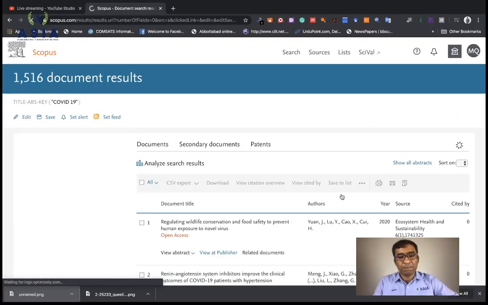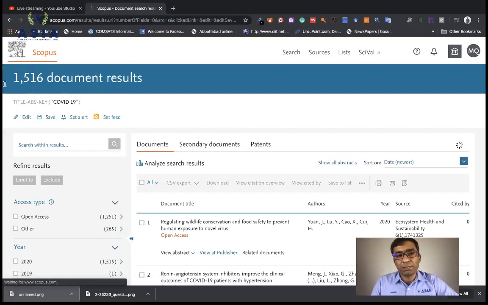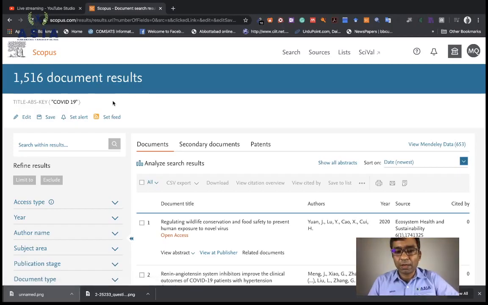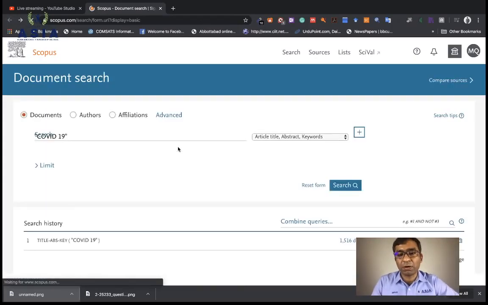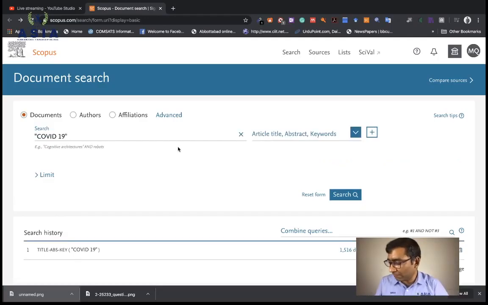If you see, I have 1516 studies on COVID. So all of you, can you practice your first keyword and write how many research articles or how many records you find on the Scopus database? Anyone who is doing this, can you?